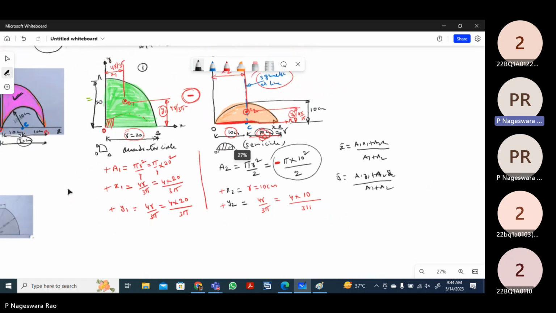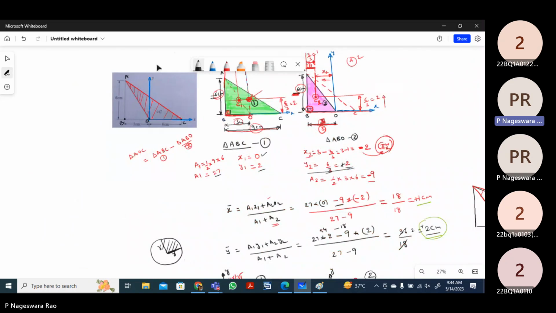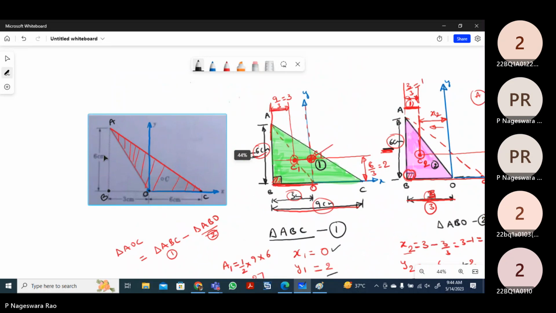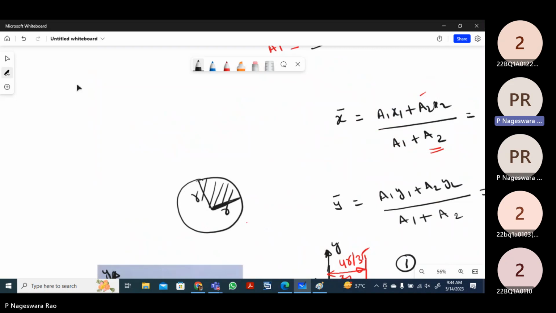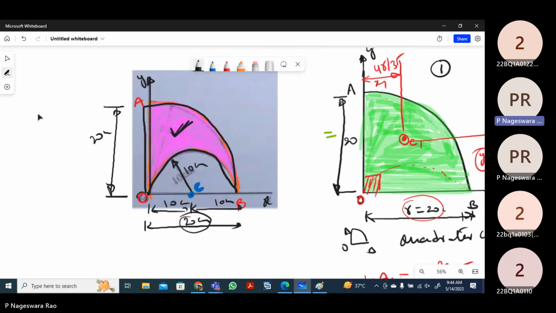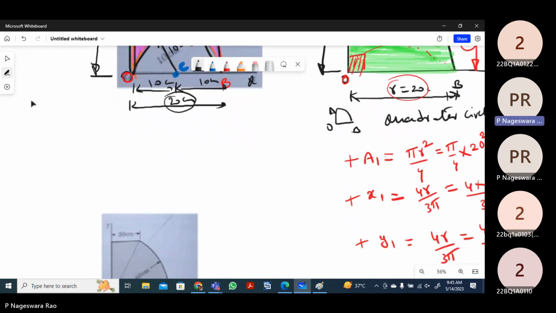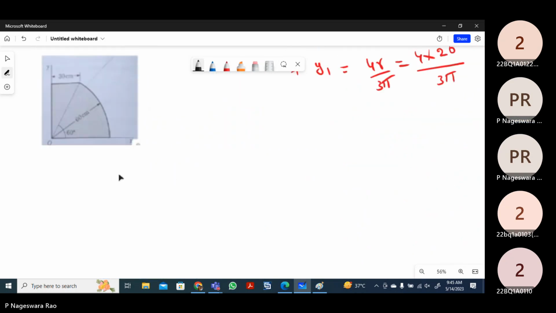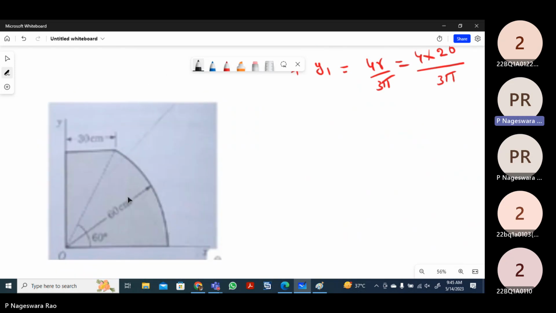So we completed two problems today. This is a shaded region. Similarly, the second one is also a shaded region. Now in a similar fashion, of course, it is a different problem. We will discuss it in the next class. You can try this at home.